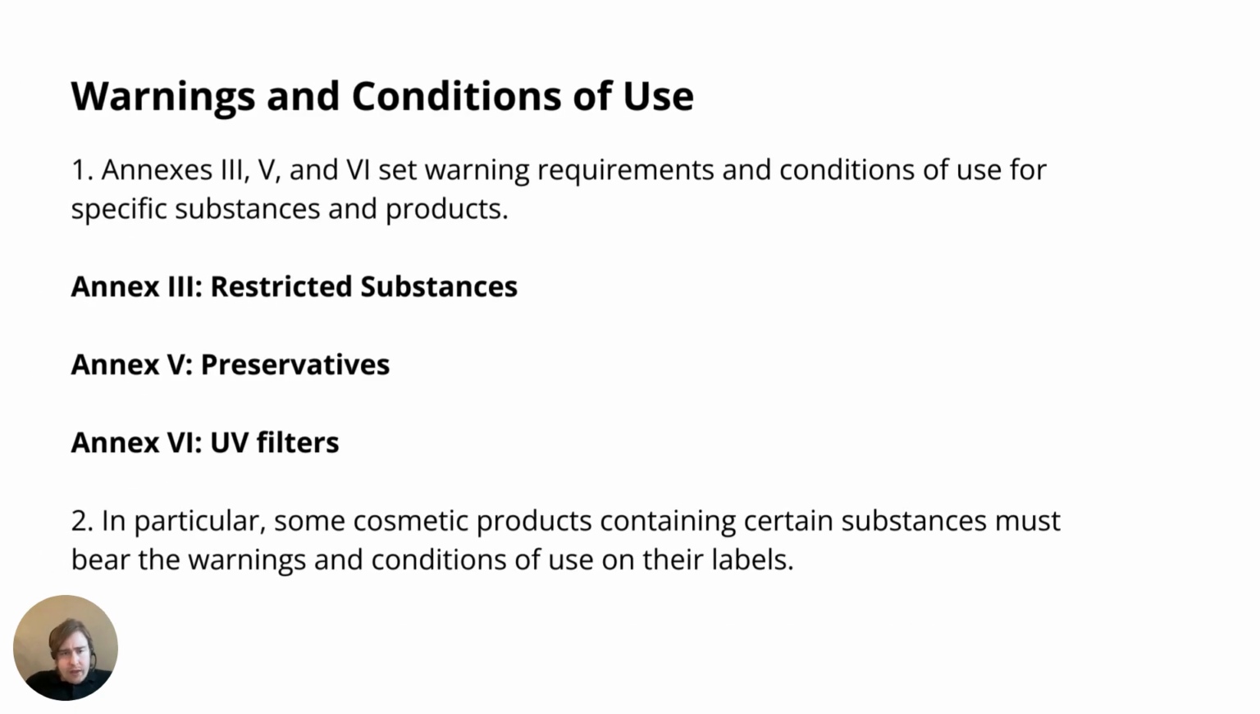Let's look into warnings and conditions of use. And as I said, you cannot just use any warnings or conditions of use. These are specified in Annex 3, 5, and 6. Restricted substances. These are substances that can be used for some products or cannot be used for other products. Annex 5 concerns preservatives, and Annex 6 UV filters. So some products containing certain substances must, for that reason, contain a warning or condition of use on the label. It comes down to the substances you're using. Once again, it's essential to have a bill of substances.